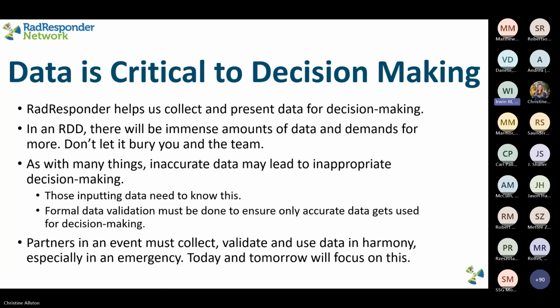We need to be careful with the collection and presentation of data for that decision-making. In an RDD, there will be an immense amount of data and demands for more. And we have to be careful that we don't let it bury any of us. And we have to be careful about version control. If you're looking at the data that came in at 0900 and now it's 1500, there could be many changes. There may be a lot more that colors in the picture much better. As with many things, if that data is inaccurate, it can lead to inappropriate decision making.